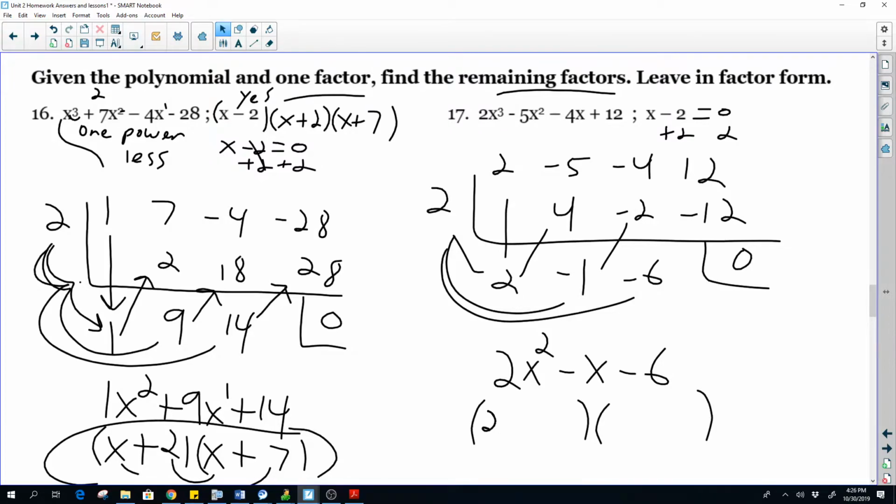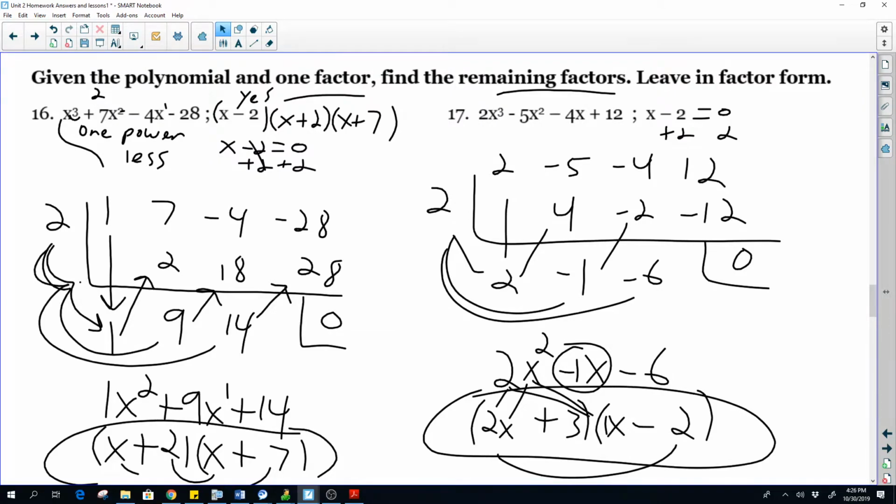So 2x squared factors into 2x times x, right? 2 times 1 is 2. X squared factors into x and x. And then 2 factors into 2 times 1. And then negative 6 factors into 2 and 3. So with some thinking, if we put a 3 here and a 2 here, guess and check, that would give us a negative 4 and a positive 3, which gives us negative 1. So those are the other 2 factors, 2x plus 3 and x minus 2. Beautiful.